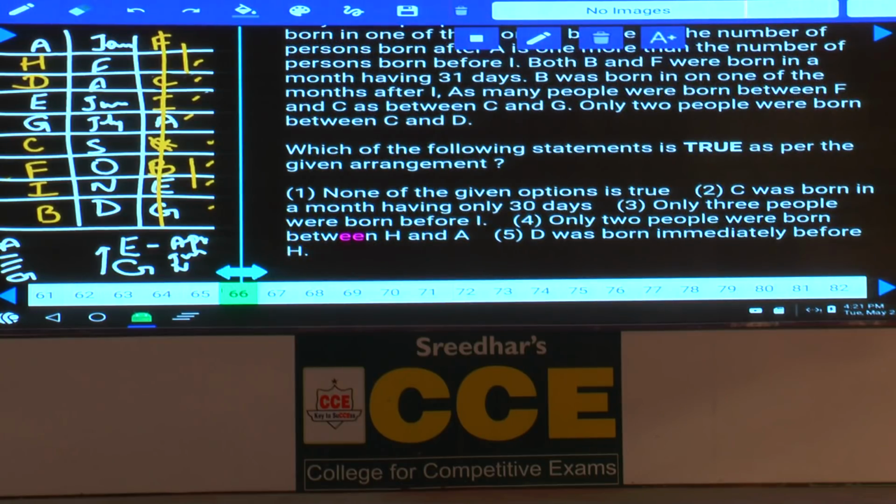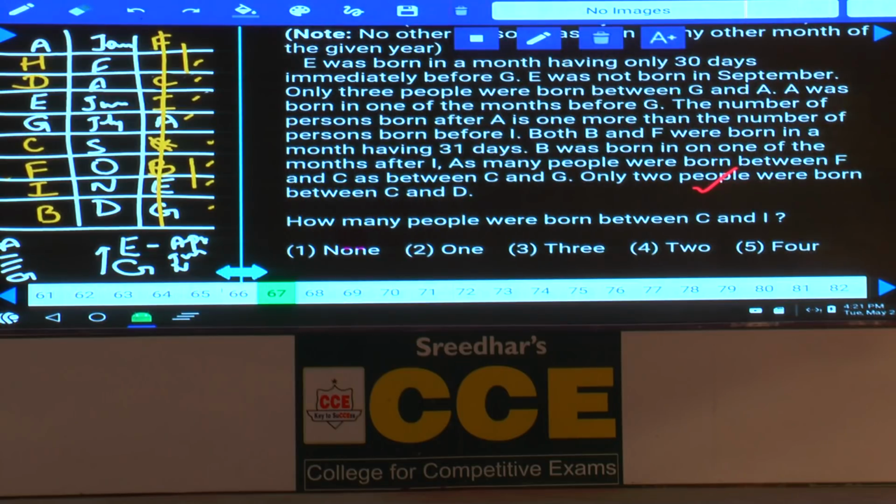Then coming to question number 66, which of the following statements is true as per the given information here? C was born in a month having only 30 days. That is definitely true, because it is in the month of September. Then question number 67, how many people were born between C and I? Tell me how many are in between C and I? There is exactly 1 person between C and I, that is choice 2.